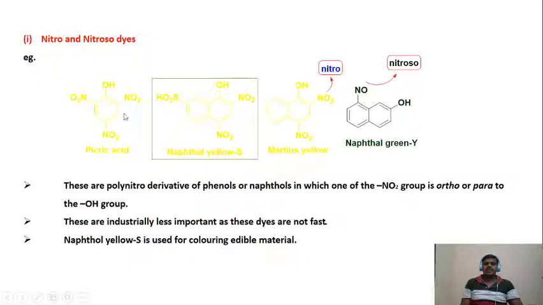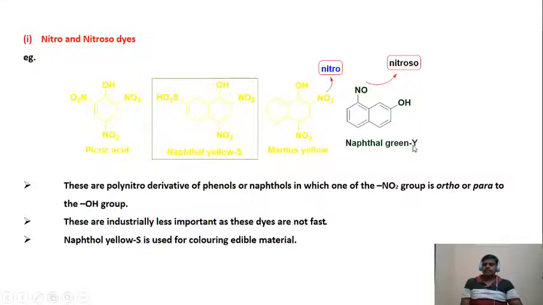This is picric acid. It contains the nitro group, three nitro groups in it, so it is a nitro dye. Again, the naphthol yellow S also shows the presence of the nitro group, so it comes under the class nitro nitroso dye. Then again, Martius yellow shows the presence of the nitro group, so it comes under the nitro and nitroso dyes.